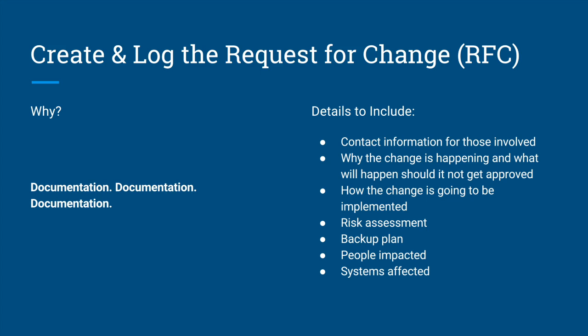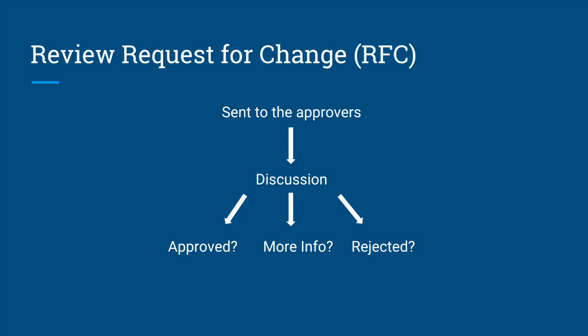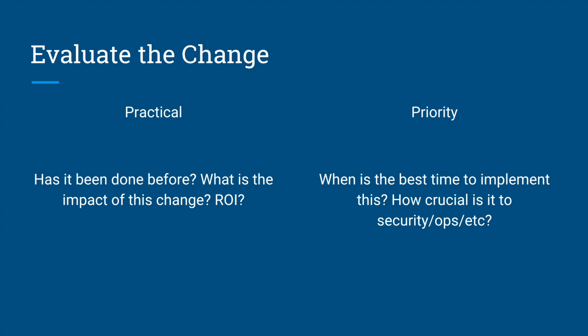By solidifying this, we are able to move on to the next step and get this page or this document approved. So it gets sent over to the approvers and they have a discussion about it. Do we approve it? Do we need more information? Or do we reject the change? Should it need more information, it kind of bounces back up to the previous step and you have to do more documentation. From there, the change is evaluated.